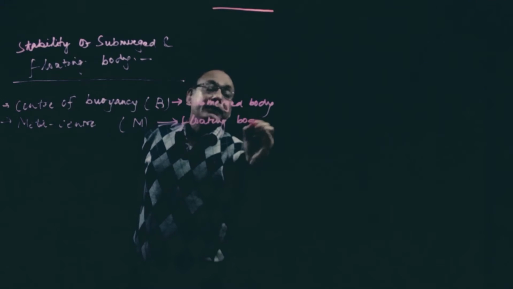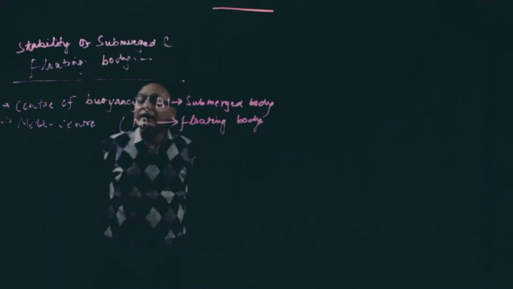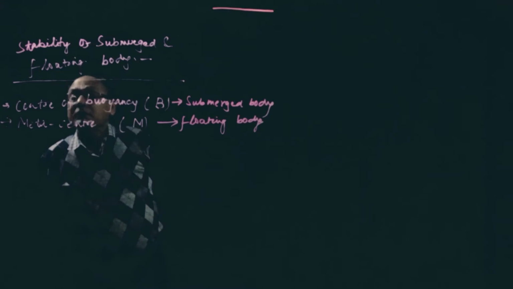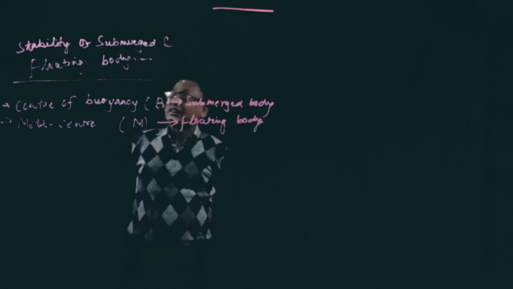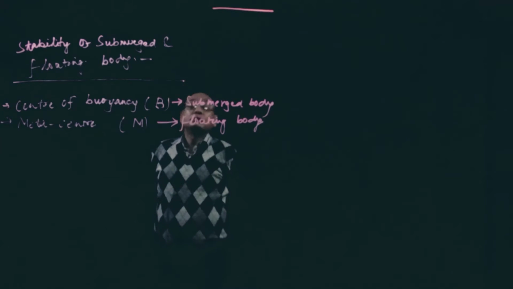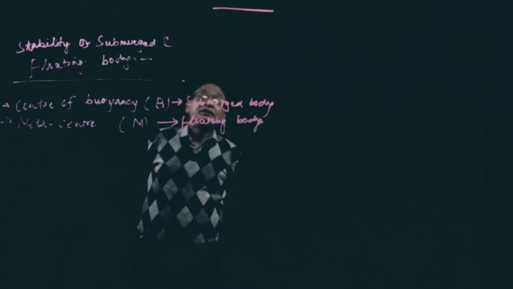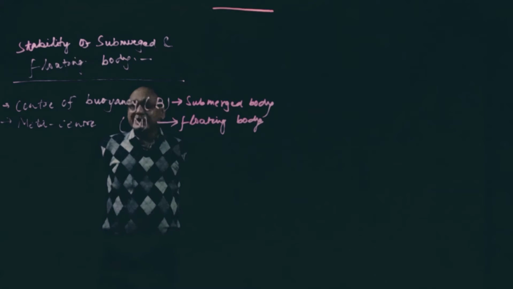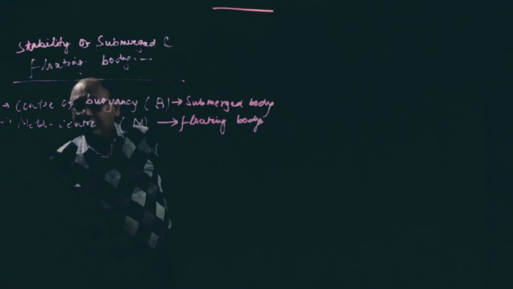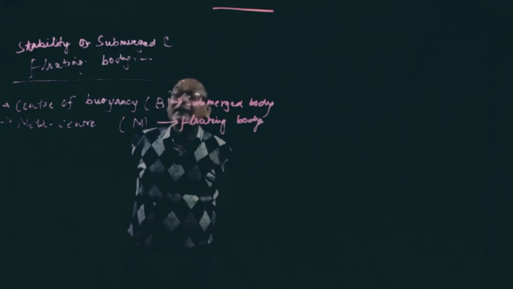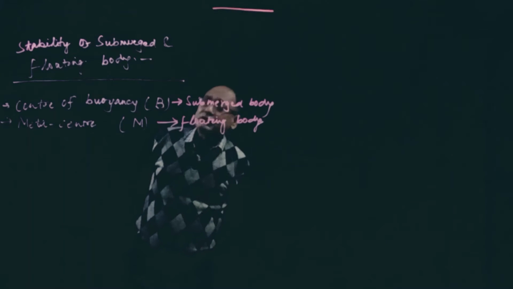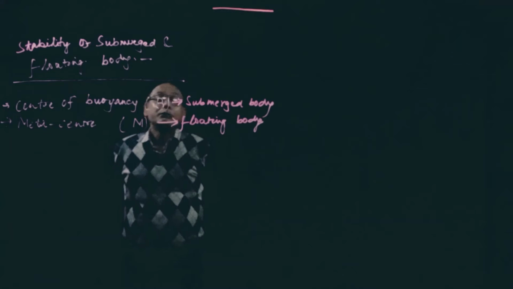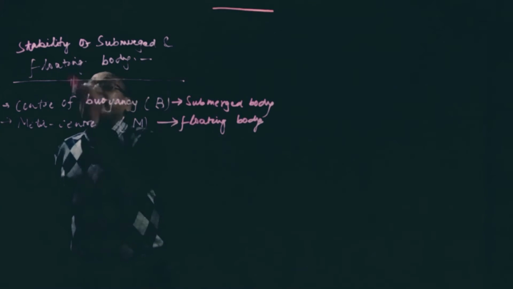We have already defined what is center of buoyancy. When a body is submerged into liquid, it will feel another force which is causing upward thrust. That upward thrust is known as buoyancy. So it is the criteria for submerged body. And metacenter means when a body is given a small angular displacement, then the body starts oscillating. That point about which it starts oscillating is called metacenter. And metacenter is the criteria for the floating body. First thing you have to mention like that.